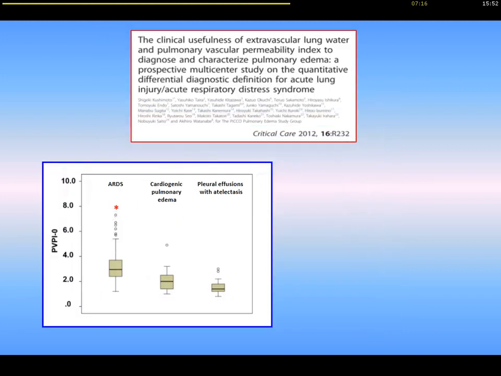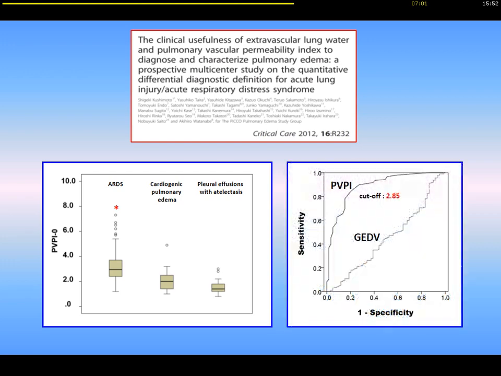Again, a Japanese group, with many authors, found that PVPI was higher in ARDS compared to cardiogenic pulmonary edema and compared to pleural effusions with atelectasis. They also found that a PVPI cutoff value of 2.85 was the best one in their study to distinguish between ARDS and the other categories. And it was very close to the value we found, which was 3. But I prefer 3, it is easier to remember.